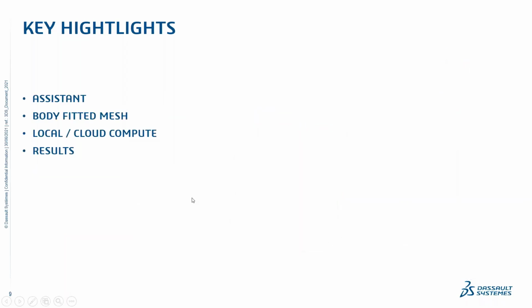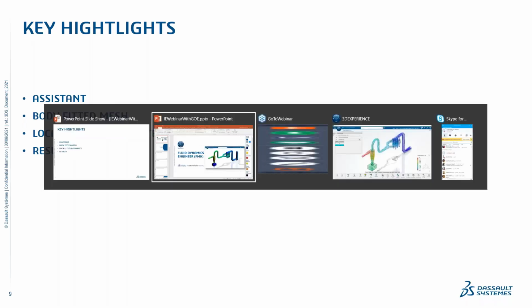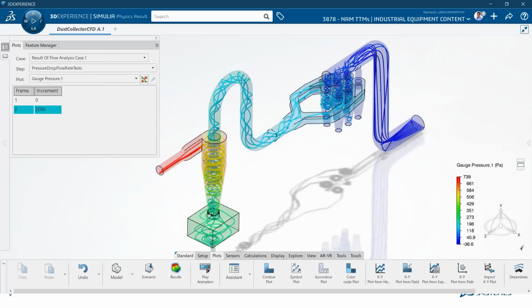So what I want to do is start off with some key highlights. I'm going to talk a little bit about the assistant, the body fitted mesh, the compute options, and then we'll take a look at some key results on the baseline design. I'm going to go ahead and switch to my simulation Fluid Dynamics Engineer role on the 3DEXPERIENCE platform. I have a result already run, but that's not what I want to start off with.